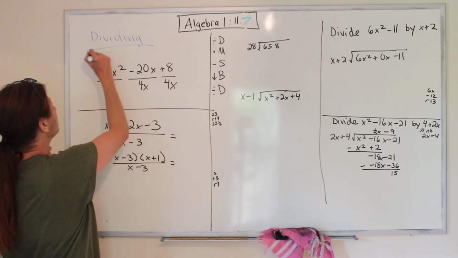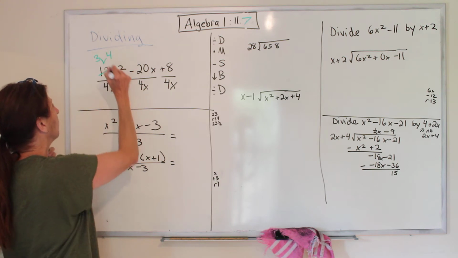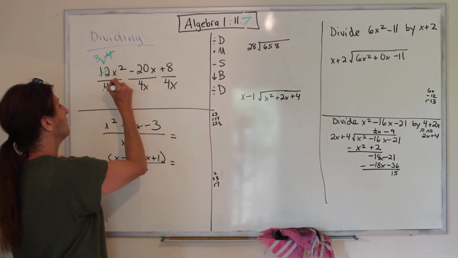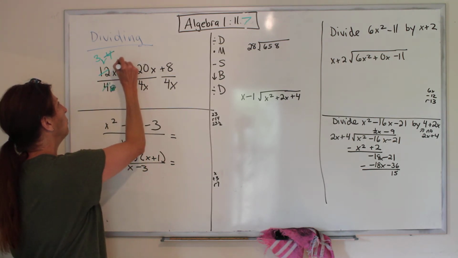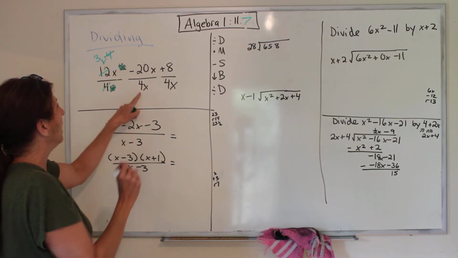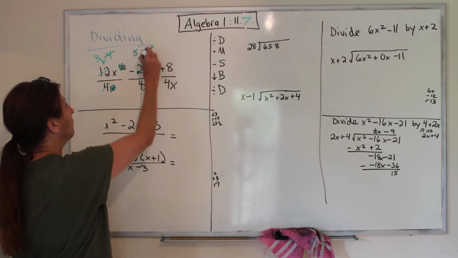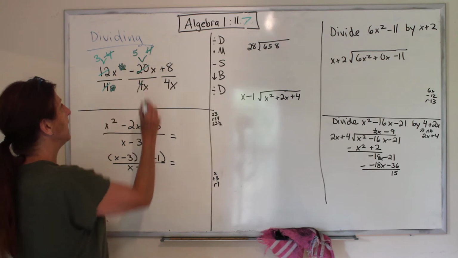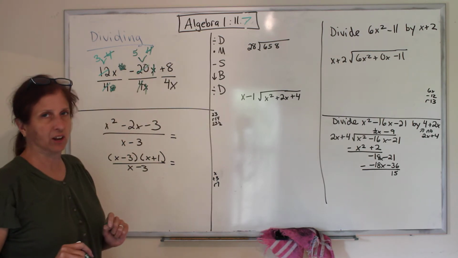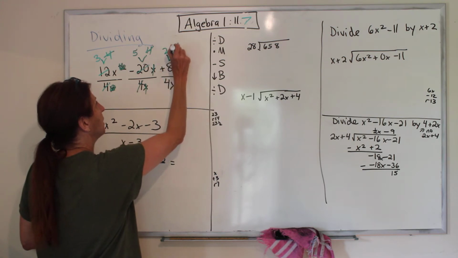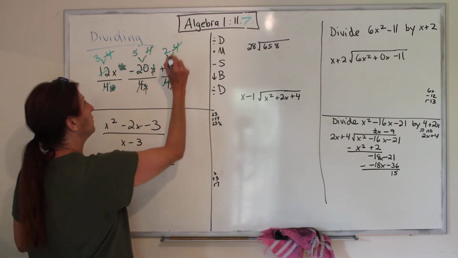So, 12 is made out of 3 times 4. So now I can mark out these 4s. I have an x in the numerator and the denominator. This one can mark out one of those, leaving one. 20 is made out of 5 times 4. So I can mark out these 4s. There's an x in the numerator and denominator. No, there's not anymore. I marked them out. 8 is made out of 2 times 4. I can mark out these 4s.